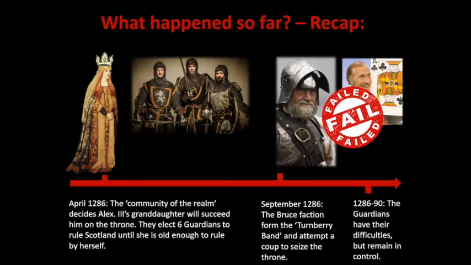So after that, 1286 to 1290, the Guardians have their difficulties, as we learned, but they remained in control. Now, some of those difficulties included the Earl of Fife was murdered by one of his relatives because he was accused of lining his own pockets from his position. And there was almost another instance of civil war when two of the Guardians, the Comyn family, faced rivalry with the Earl of Atholl up in northeast Scotland, which almost bubbled over into armed conflict.